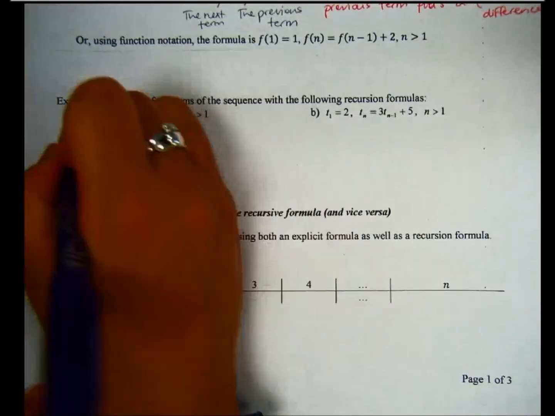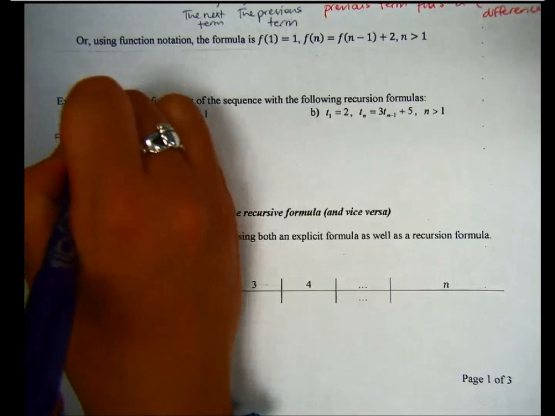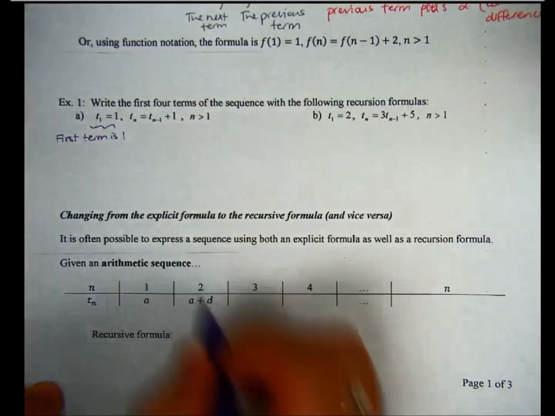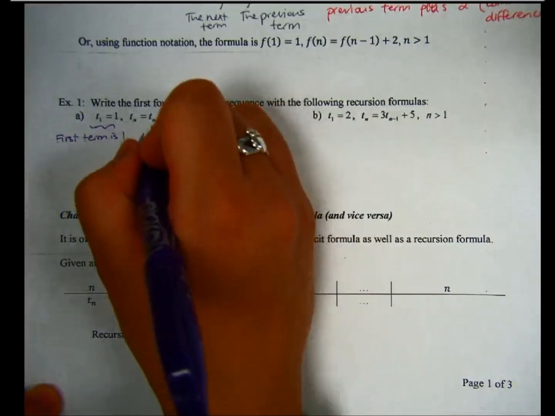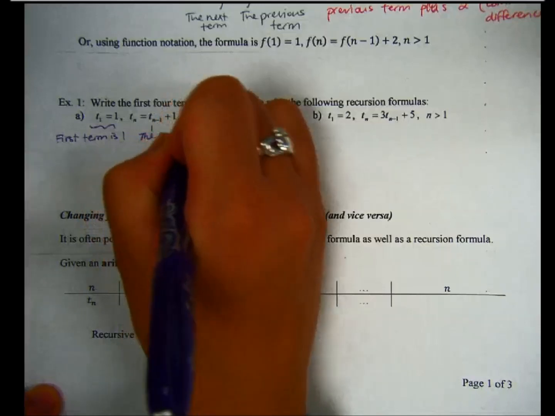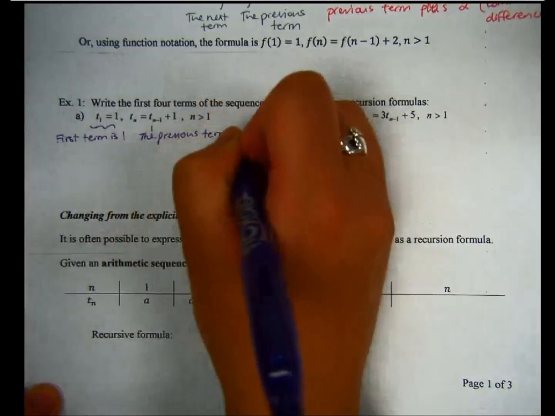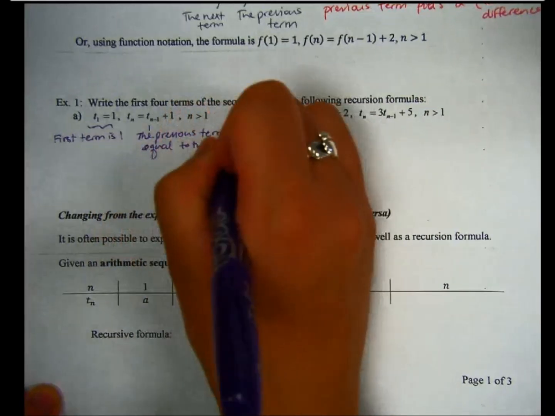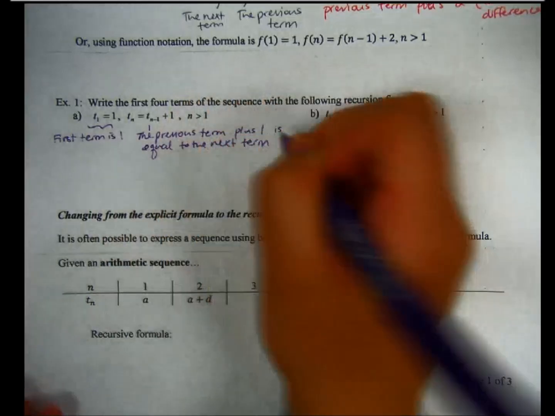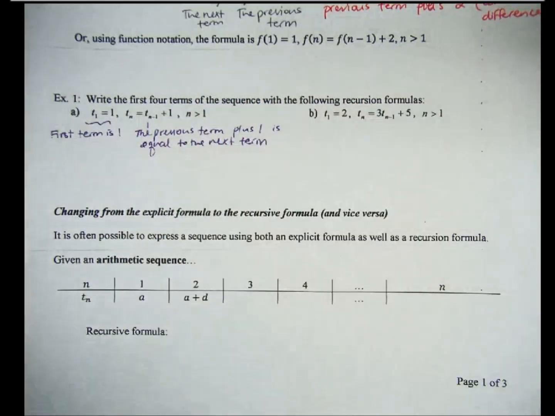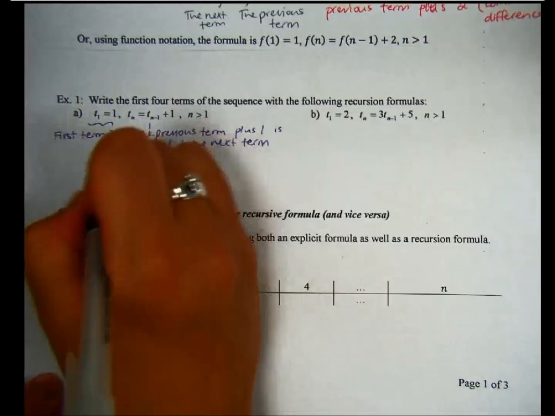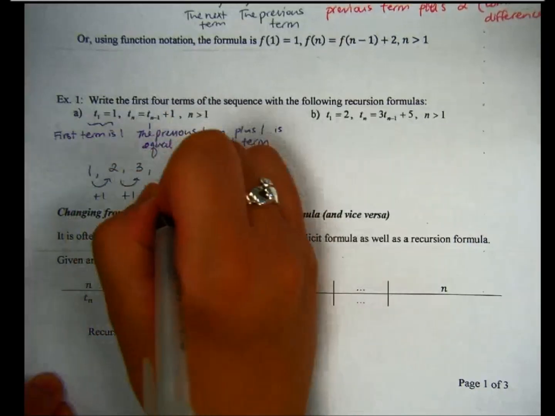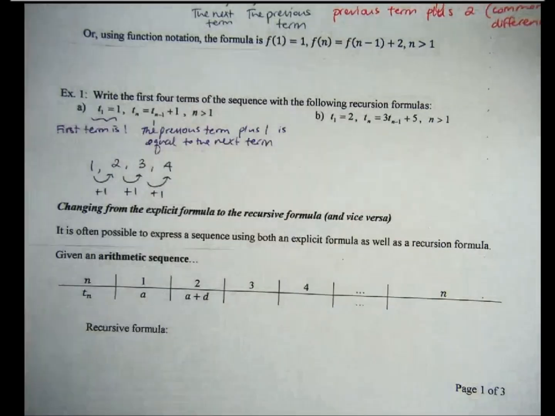All right, in this example, T1 equals 1 means the first term is 1. Tn equals Tn minus 1 plus 1. This means the previous term plus 1 is equal to the next term. So if we write out the terms, the first term would be 1. The next term we would have to add 1, so 2. The next term again add 1, so 3. The next term add 1, 4.